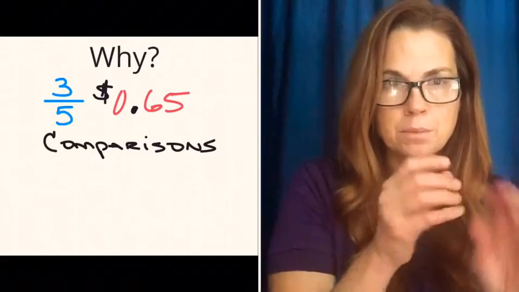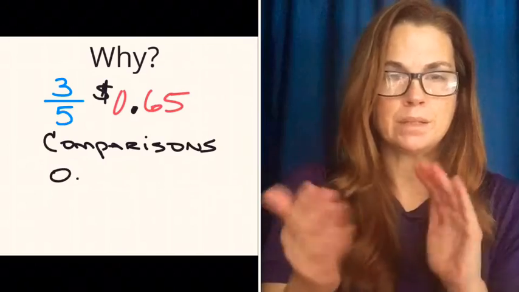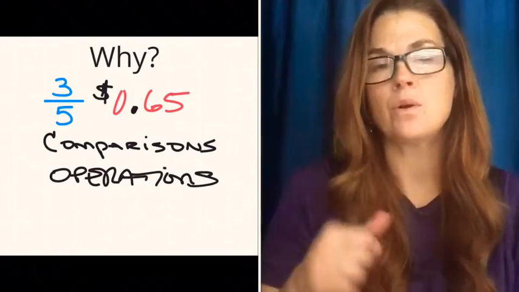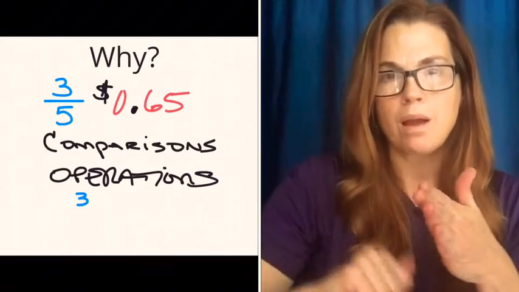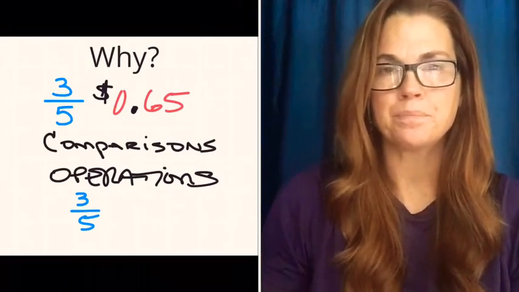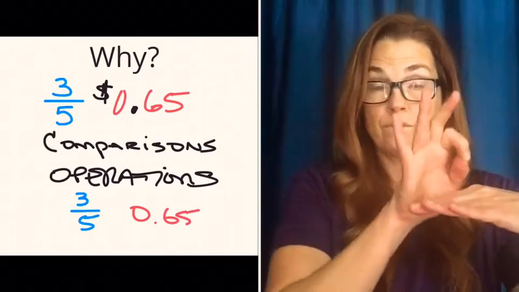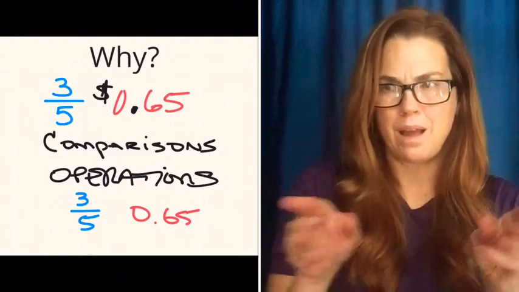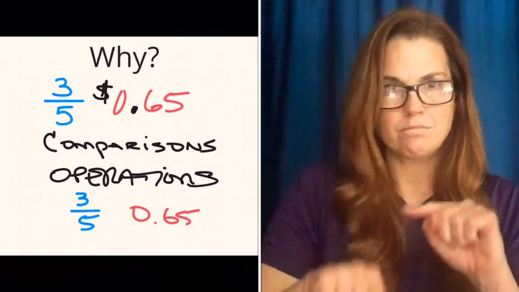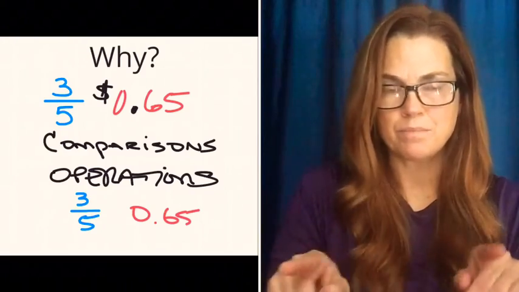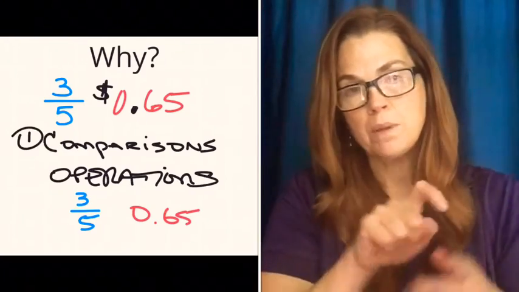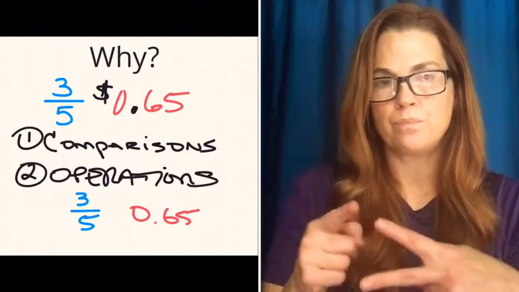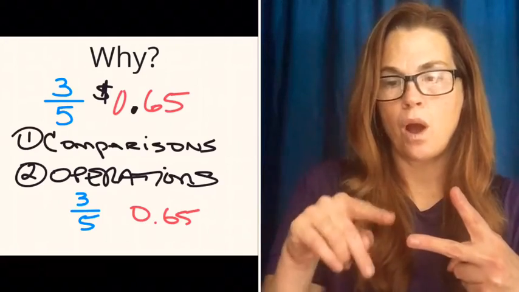Another reason would be to perform operations. If I want to add, subtract, multiply, or divide, and I have a fraction and a decimal, I won't be able to do those operations. So I need to rewrite my fraction as a decimal so that I can perform operations. So for comparisons and for operations, it's necessary we understand how to rewrite fractions as decimals.